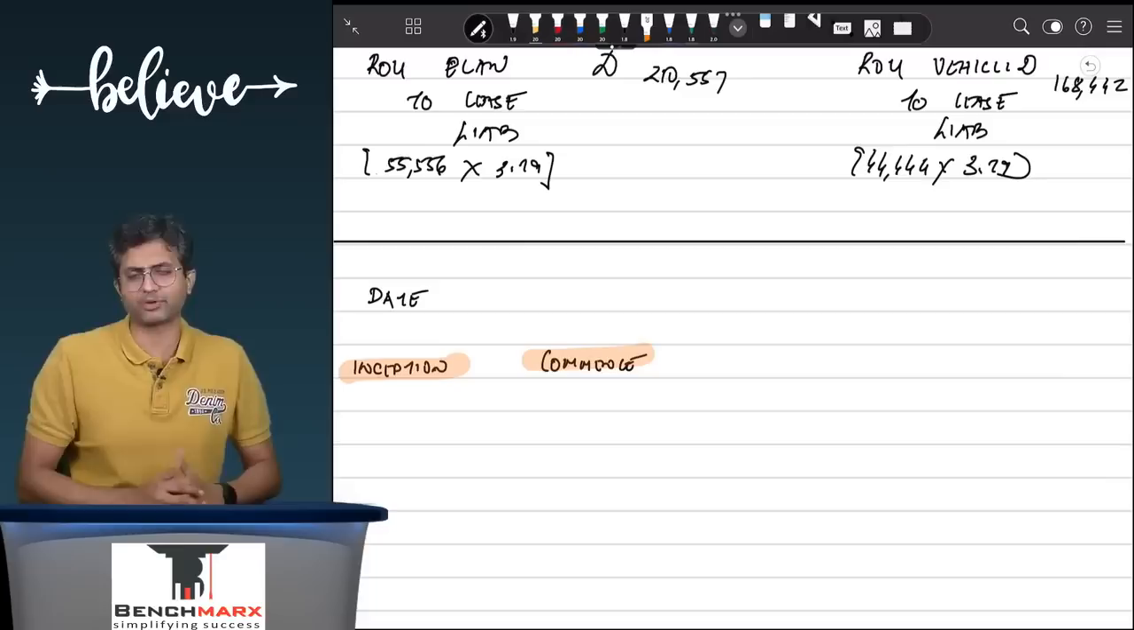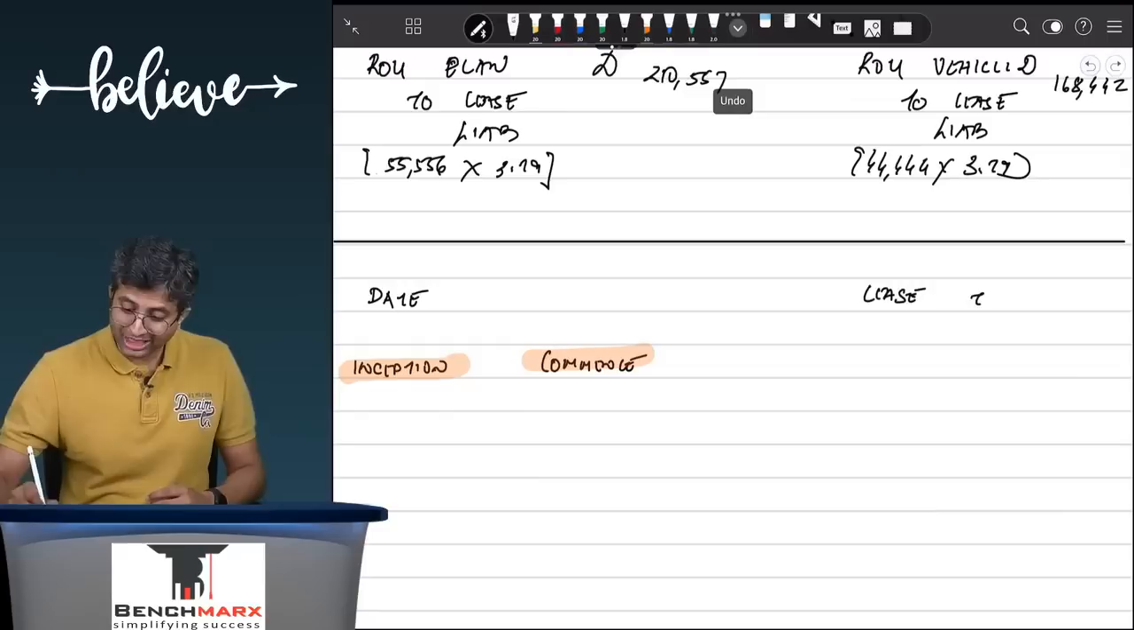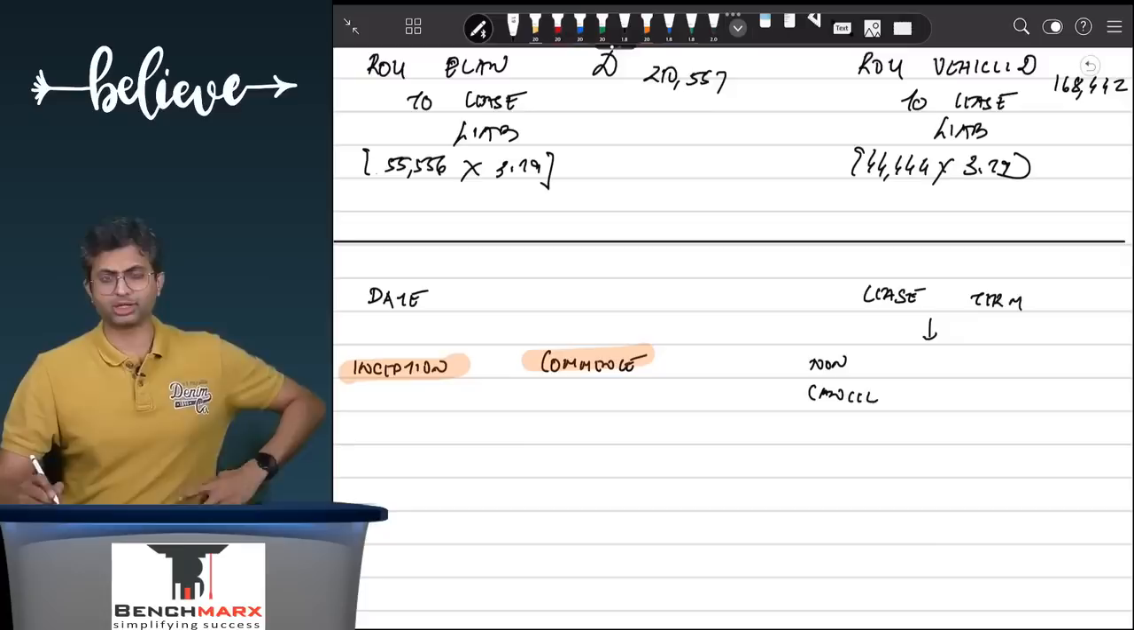Okay, next you have the definition of lease term. Now, lease term is obviously going to include the non-cancellable tenure of the lease. So for example, there is a lease which has 5 years non-cancellable lock-in. This is obviously going to be a part of the lease term. However, what about the renewal period? Or if there's a termination option, what about the period covered under the termination option?